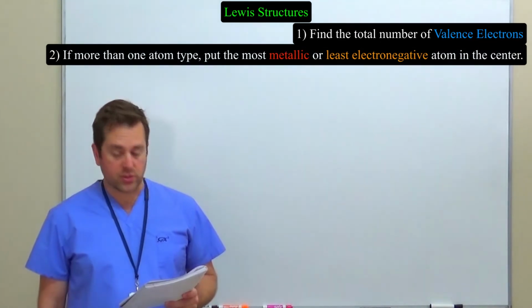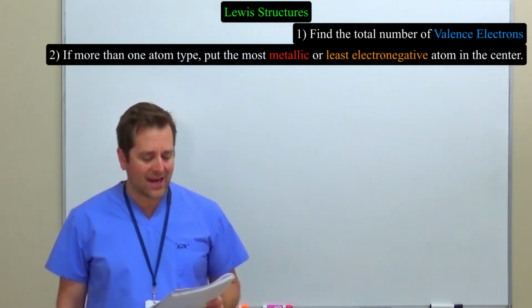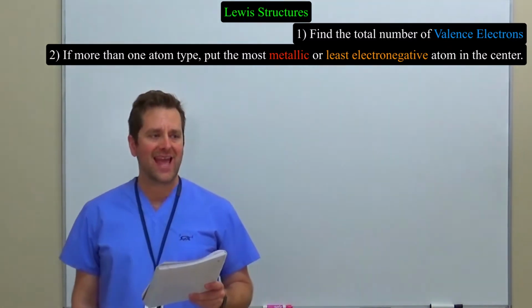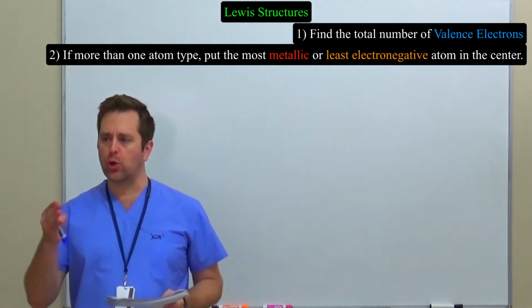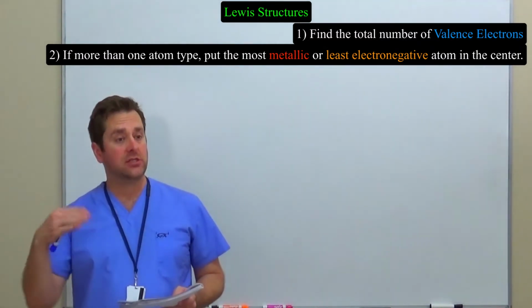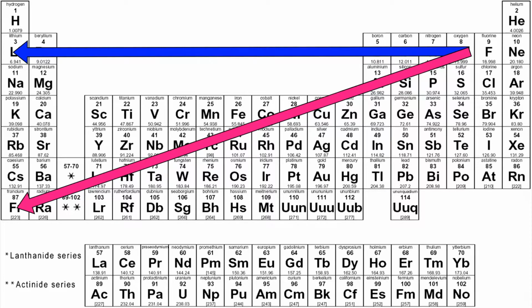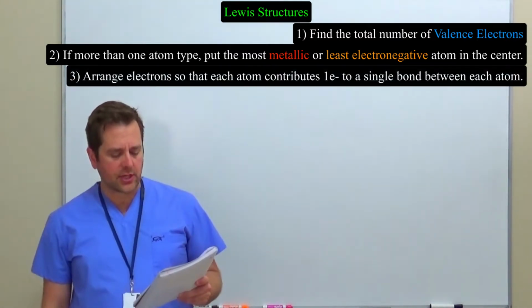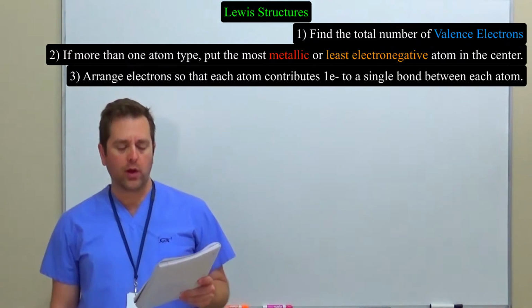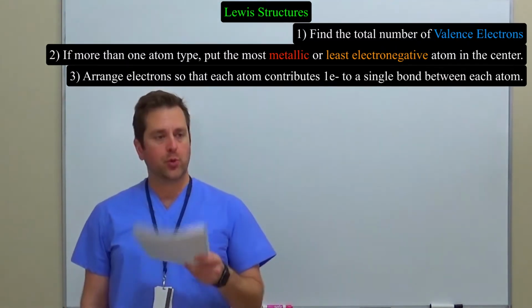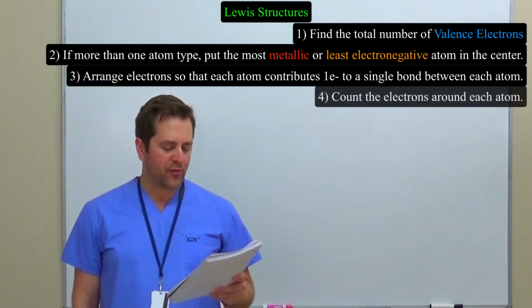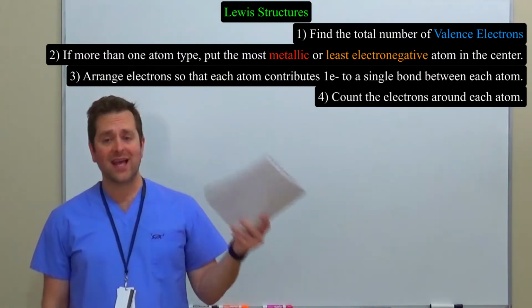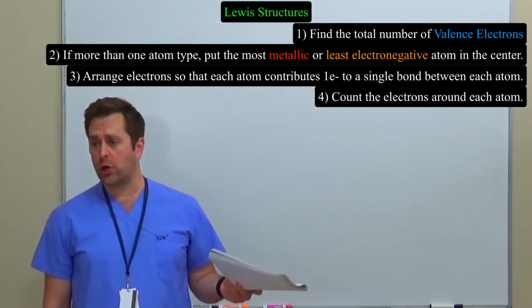Step number 2, if there is more than 1 atom type in the molecule, put the most metallic or least electronegative atom in the center. Now I want you to recall that electronegativity actually decreases the further we get away from fluorine on the periodic table. Step number 3, arrange the electrons so that each atom contributes 1 electron to a single bond between each atom. Step number 4, count the electrons around each atom and ask yourself, are the octets complete? And if so, your Lewis structure, you're done.